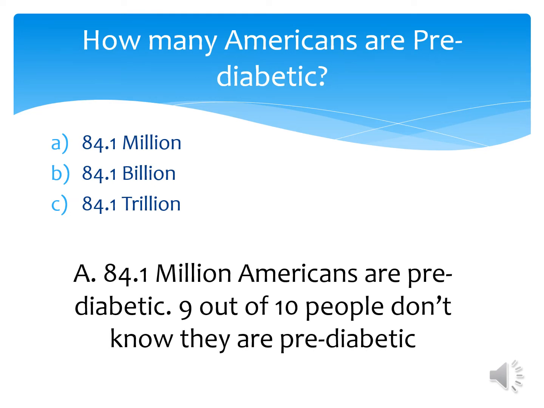Okay, next question. How many Americans are pre-diabetic? A, 84.1 million, B, 84.1 billion, C, 84.1 trillion. The answer is A, 84.1 million Americans are pre-diabetic. And if you remember from the brochure that we went over earlier, it stated that 9 out of 10 people don't know that they're pre-diabetic. Crazy.